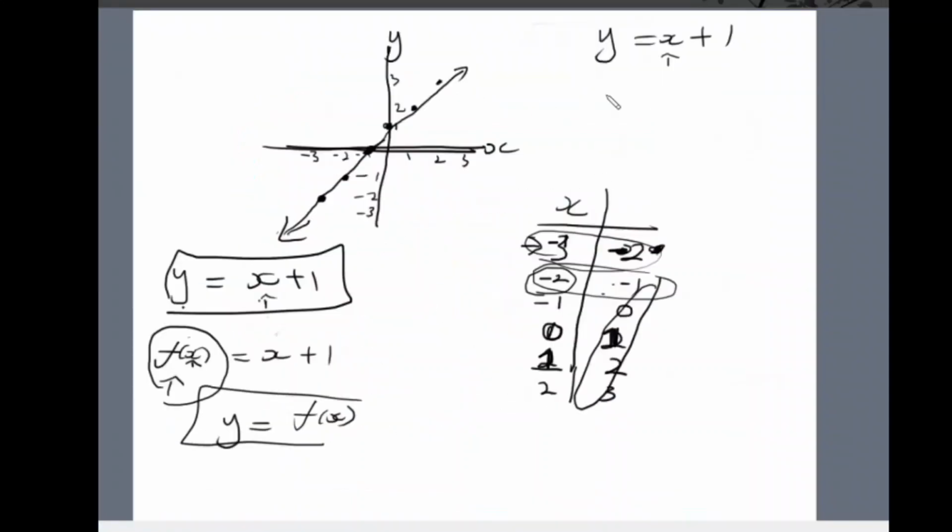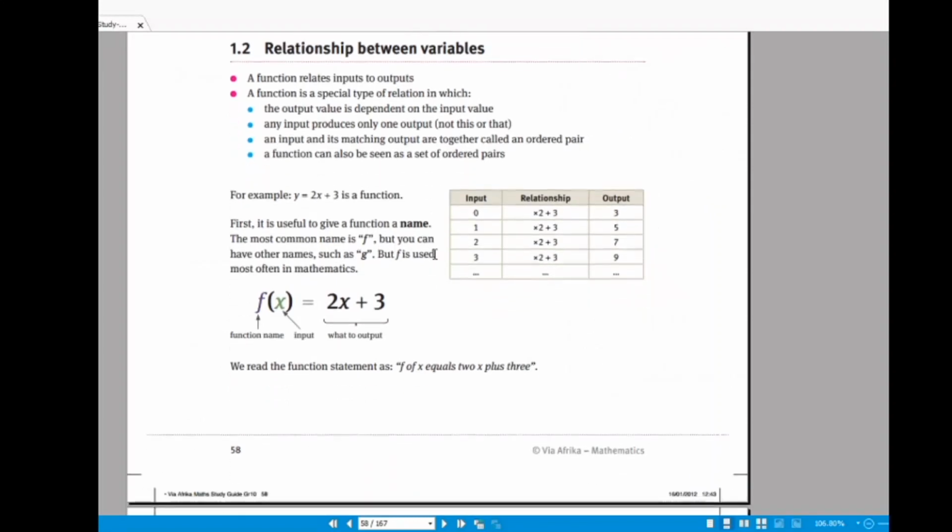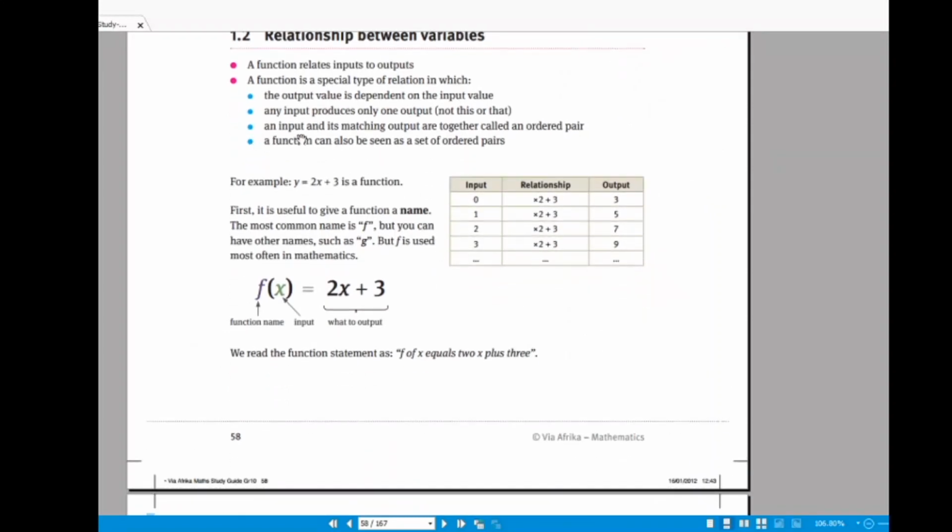You cannot have an input of -3 and get an output of -2, and then again have an input of -3 and get an output of -1. So this will not represent a function. I don't know if that makes sense, but hopefully it does. Okay, we can go on.